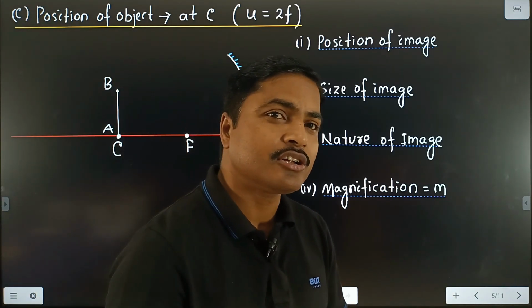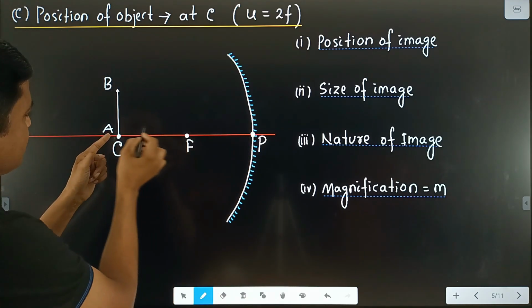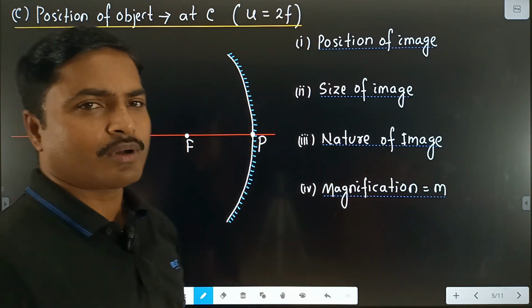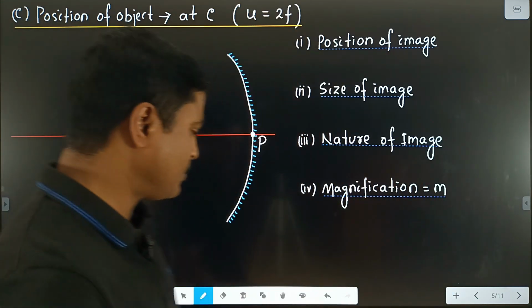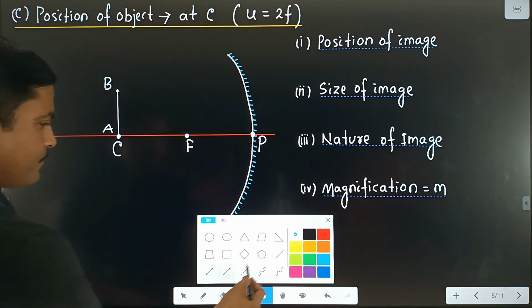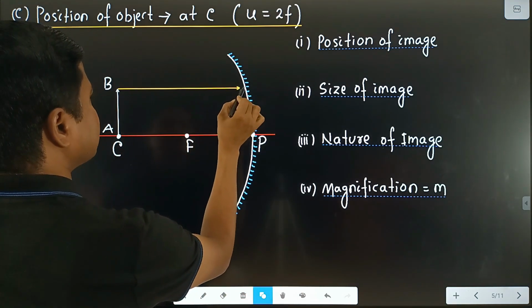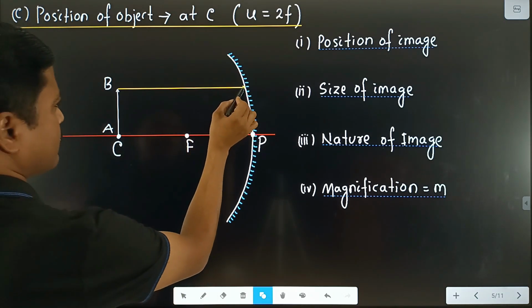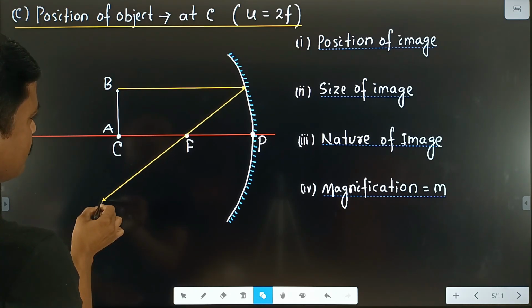Object is situated at the center of curvature means the distance of the object from the pole, that is PC. PC means twice of F. So we write u is equal to 2F. Object distance is 2F. Then what happens? We draw the incident rays. This one is the first incident ray parallel to the principal axis, and you know, after reflection, the ray must be passing through the focus just like this.